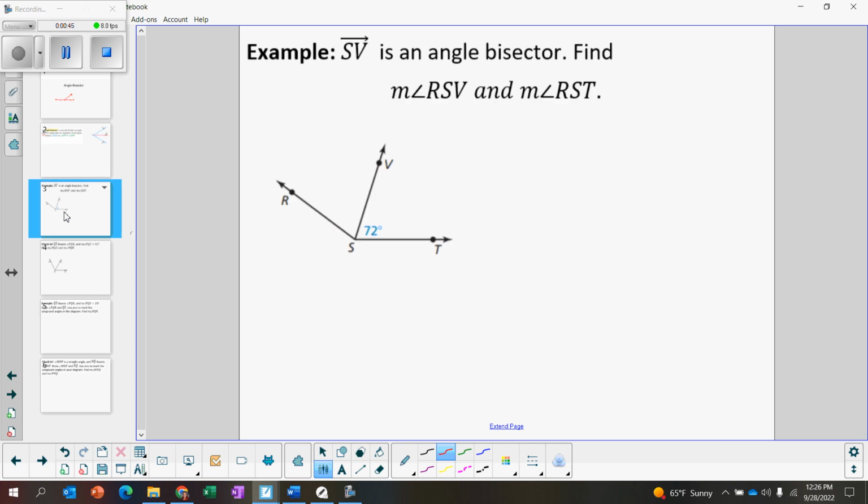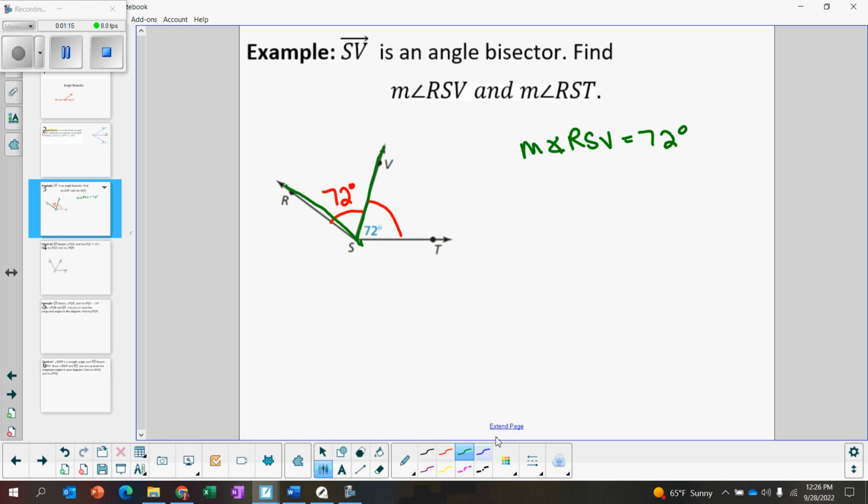So for our first example, ray SV is an angle bisector, which means this angle here and this angle here are congruent. So if this is 72, I can also put 72 here. It's asking us to find the measure of angle RSV. So first we have RSV, that's this angle over here. So that is 72 degrees. Measure of angle RSV equals 72 degrees.